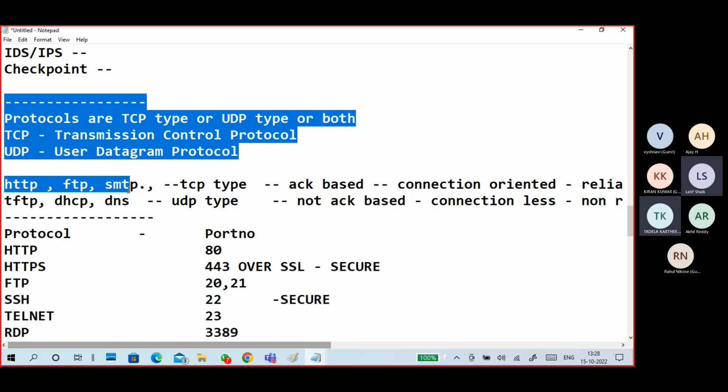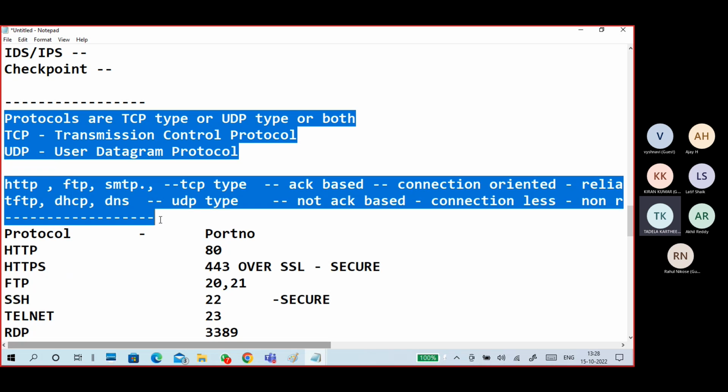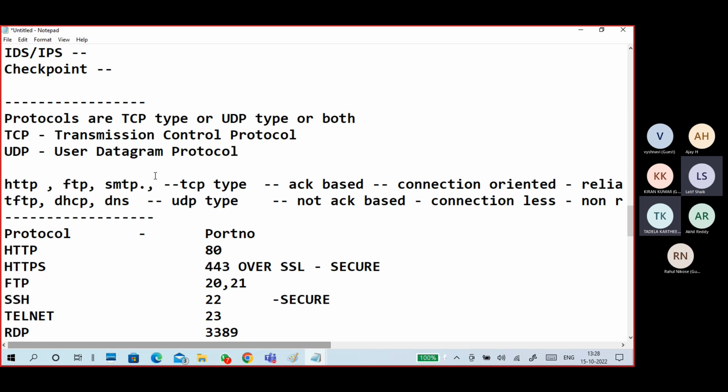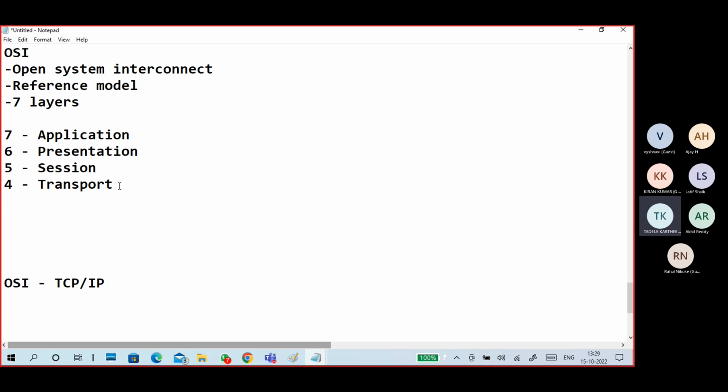Actually, we should have put this one in the last part. Anyway, you guys understand, that is important.